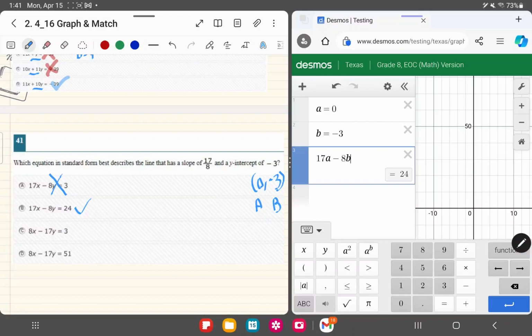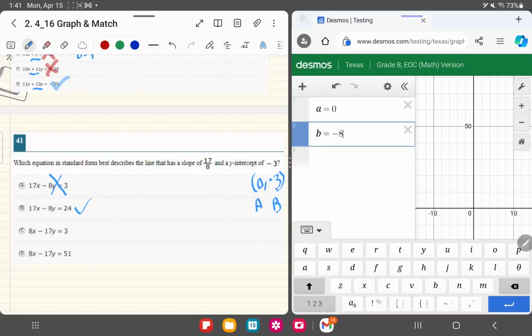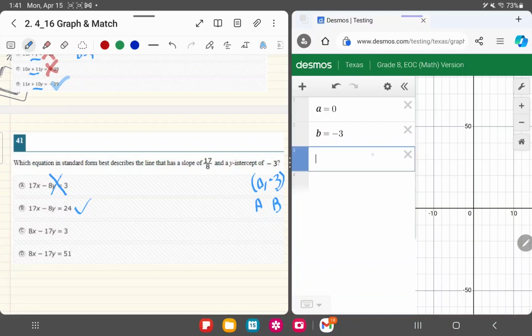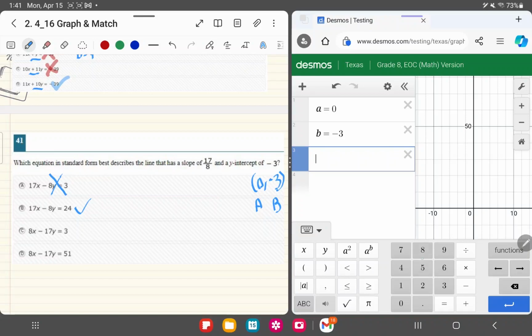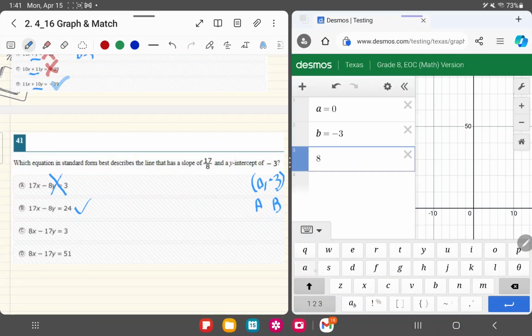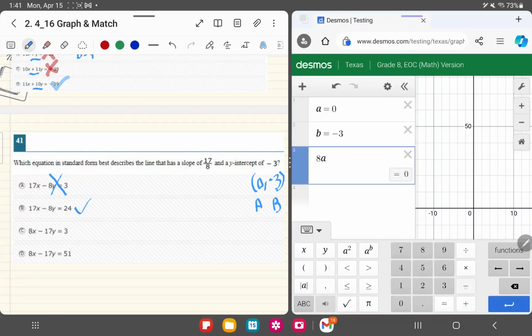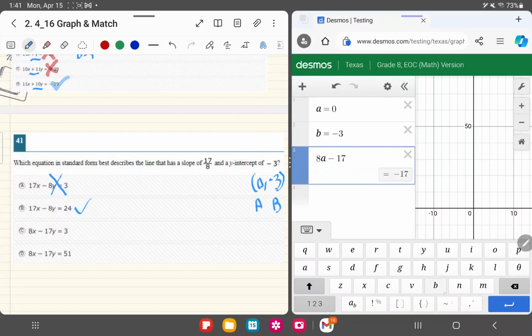Okay, now let's do the same thing, but for the other pair. So it's going to be 8A minus 17B. There we go. We got 51. So that might be my answer. And that is definitely not my answer.